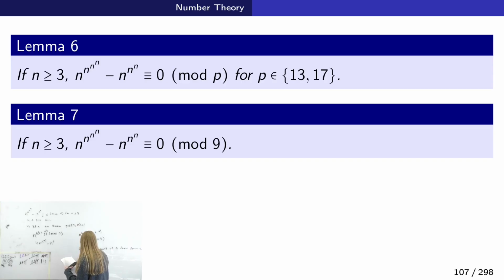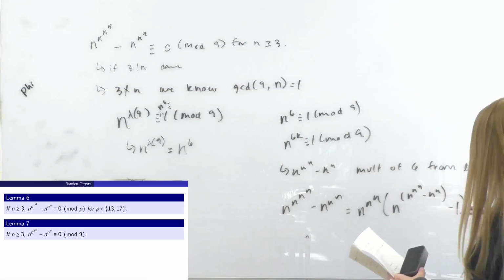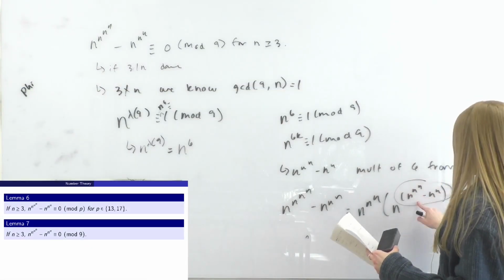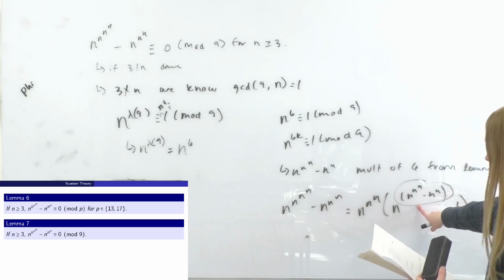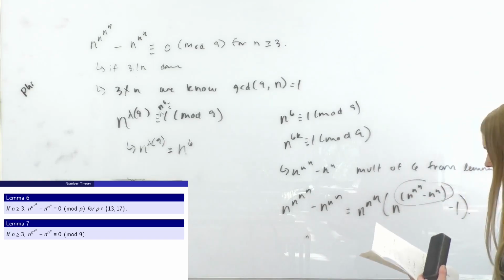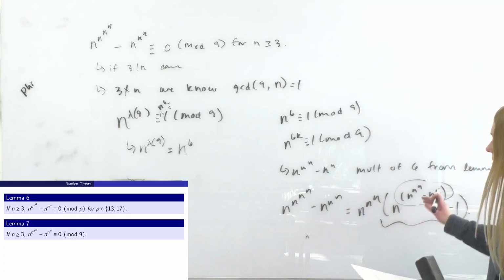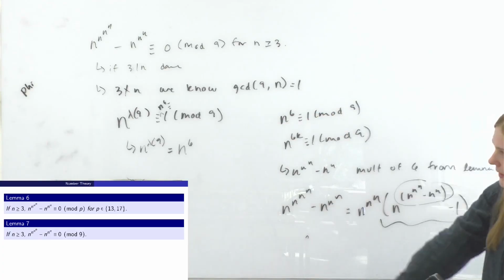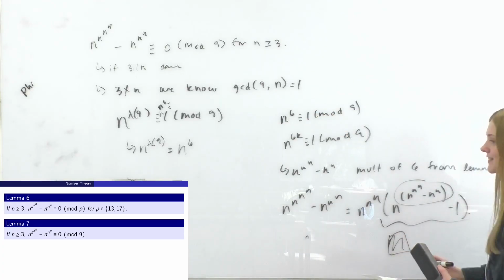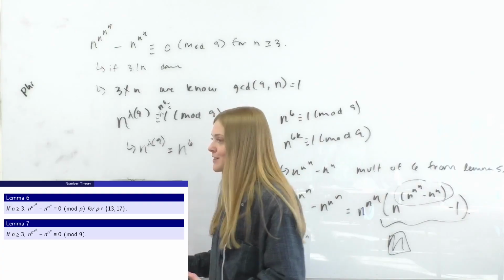So we could write n to the n to the n to the n minus n to the n to the n as n to the n to the n times n to the n to the n to the n minus n to the n minus 1. We know that this is a multiple of 6 from our lemma. So this whole thing is divisible by 9. QED. All right, we have made it through the lemmas.